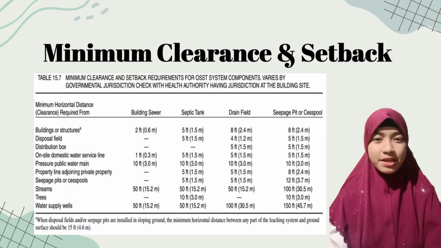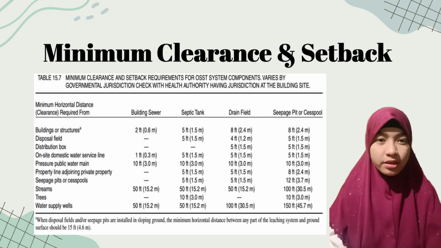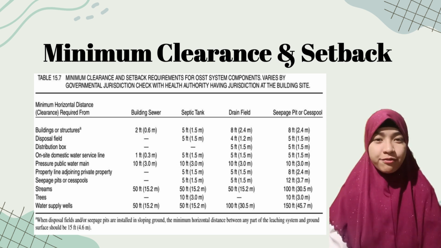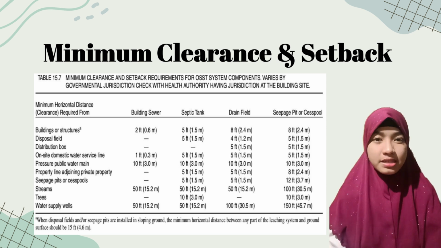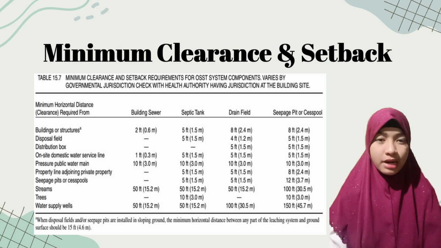To prevent contamination of drinking water and nearby environments, here are the minimum required distances once again. First, for septic tank to water well, 50 feet or 15.2 meters. Drain field to water well, 100 feet or 30.5 meters. Seepage pit to water well, 150 feet. These setbacks help ensure wastewater has enough time and space to be naturally filtered before it can reach groundwater.